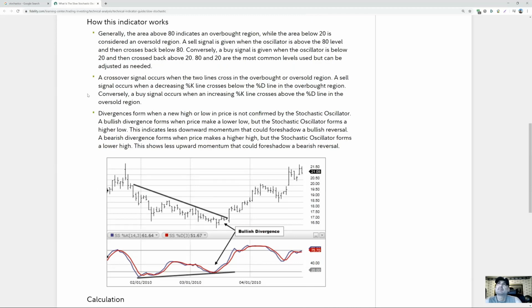So generally, the area above 80 indicates an overbought region, while 20 is considered oversold. And let me just straighten here. A cross signal occurs when two lines cross. So here, see the blue line over the red line.